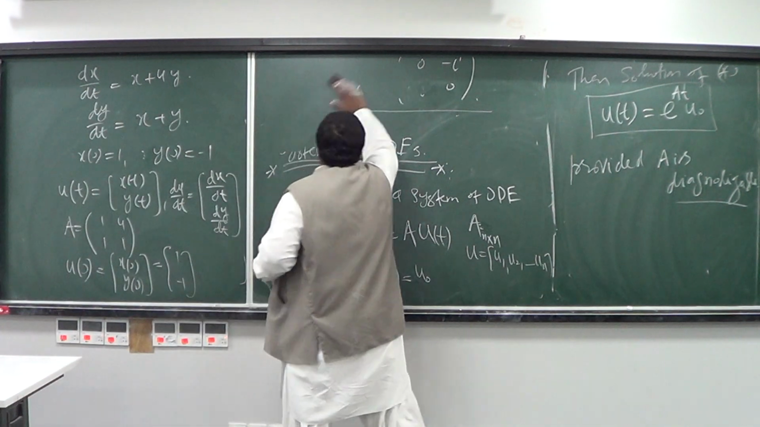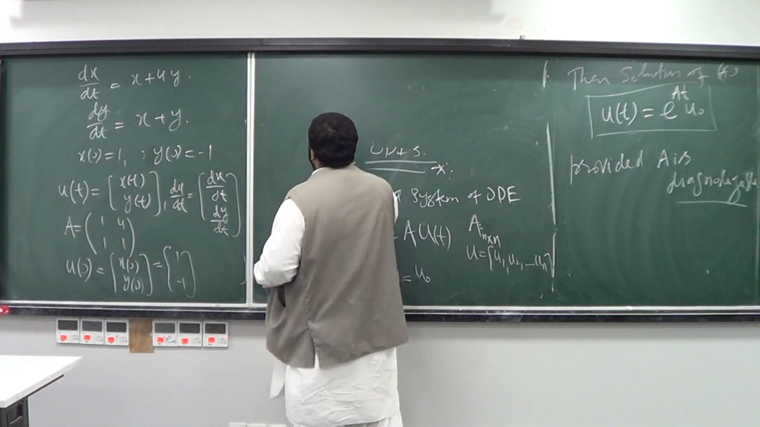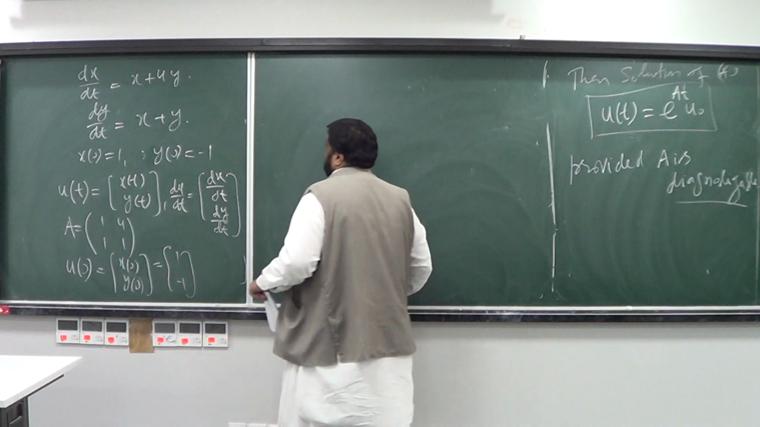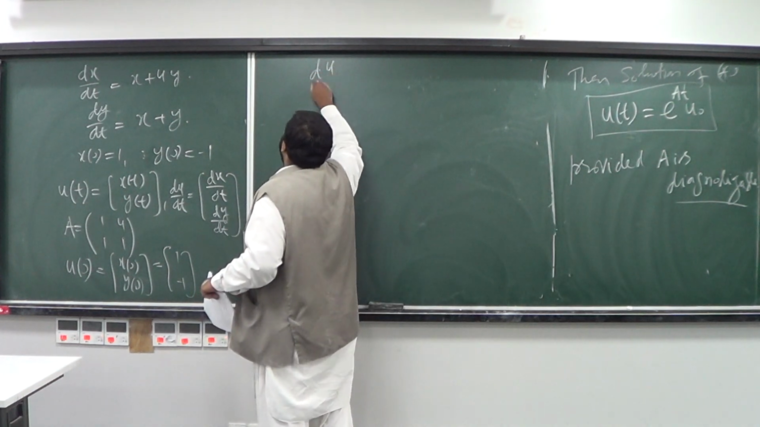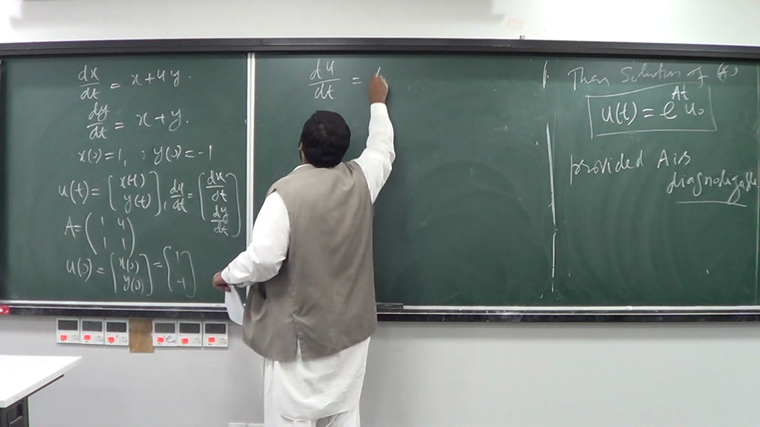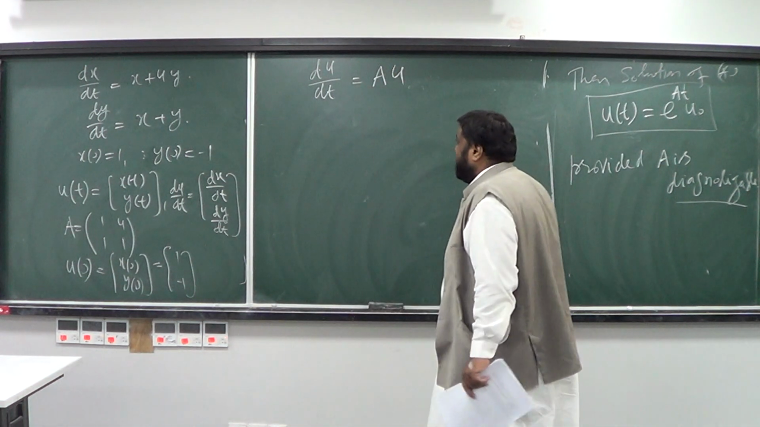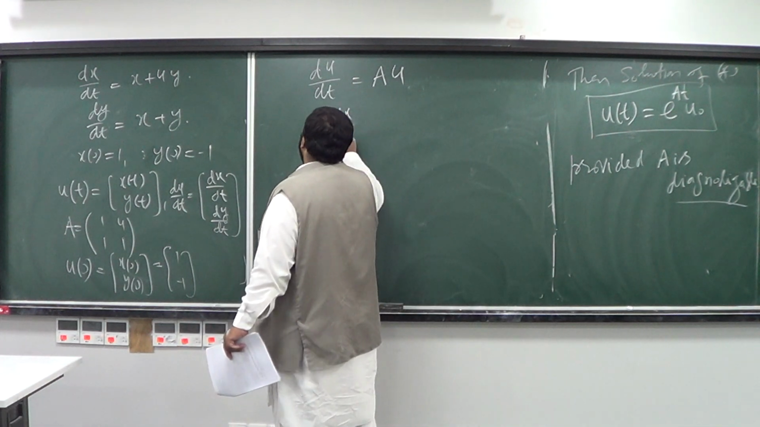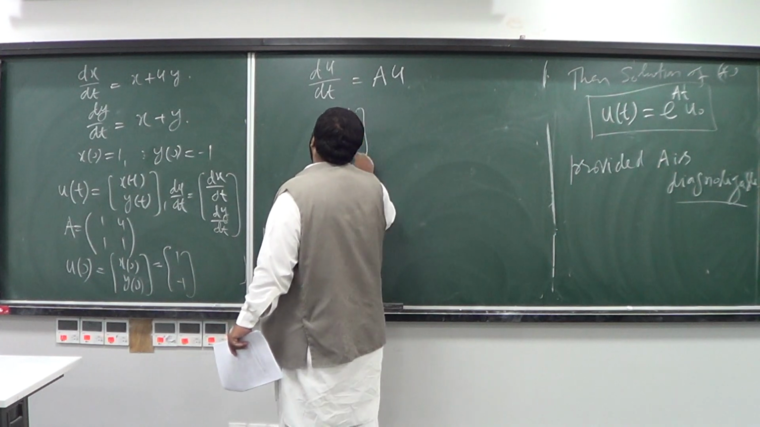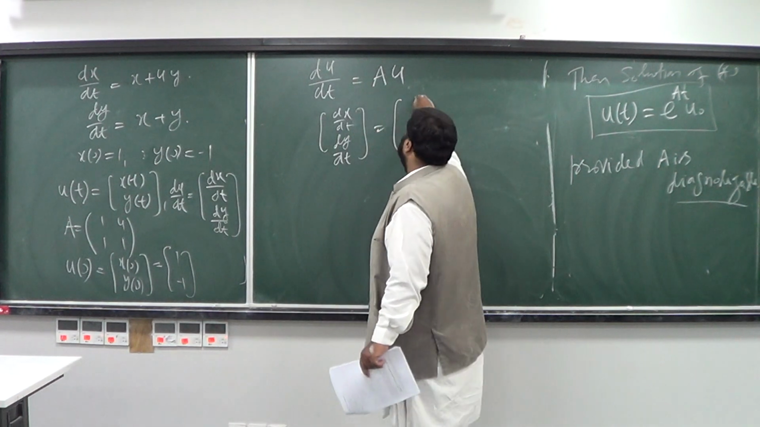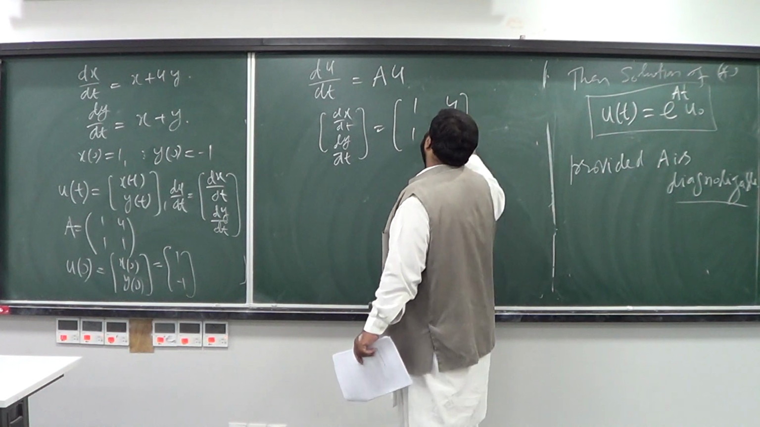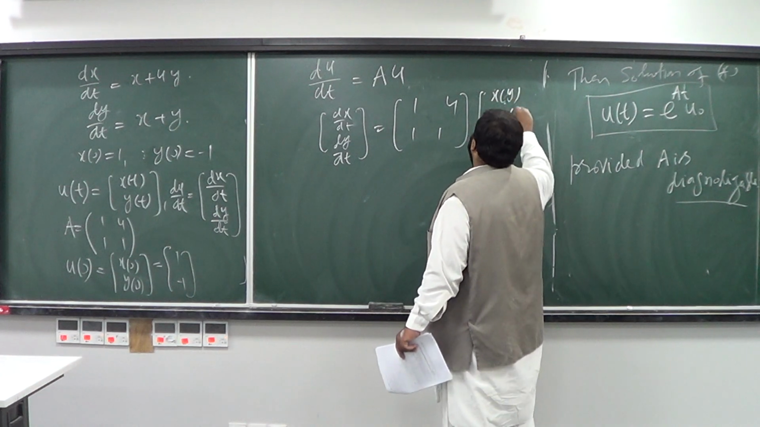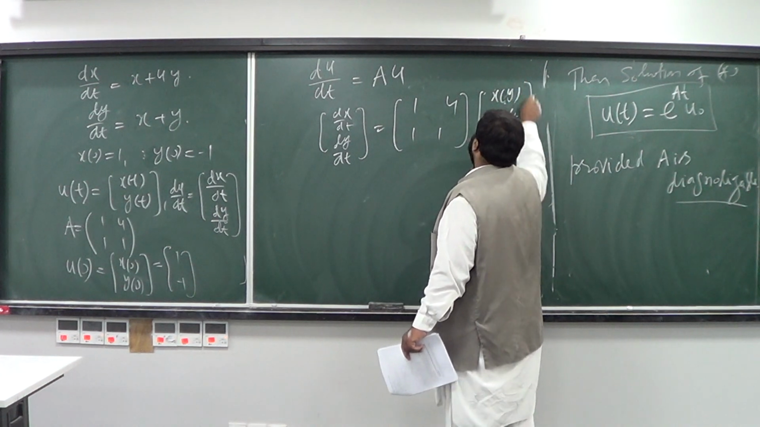Now I am in a position to write this system of differential equations in a matrix form. In other words, I can say that I have du by dt equal to Au. Does it make sense? Take this vector dx by dt and dy by dt and equate it with the matrix 1, 4, 1, 1 multiplied by x of t, y of t.